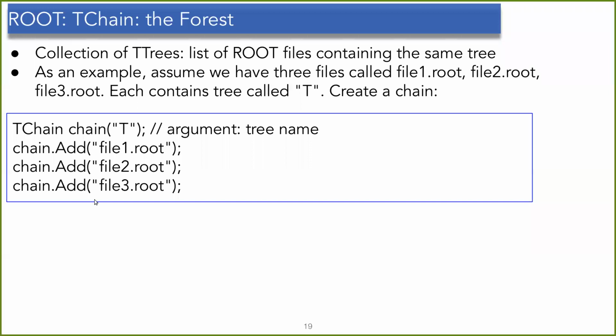So you can just define a TChain this way, and then add the corresponding root files where you have the tree with the same name and the branches. If you add them, then you can just use this T as your merged tree, where you have all the entries from all these different root files. So it is very useful to merge a large set of root files in your analysis.